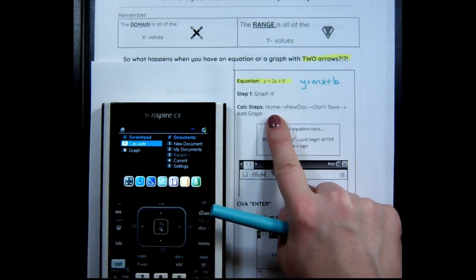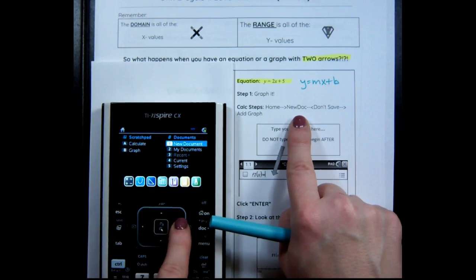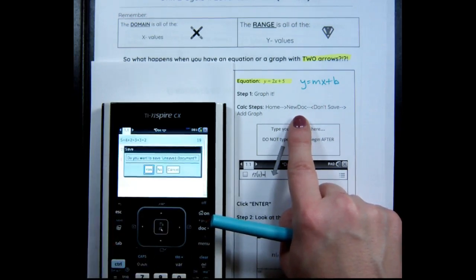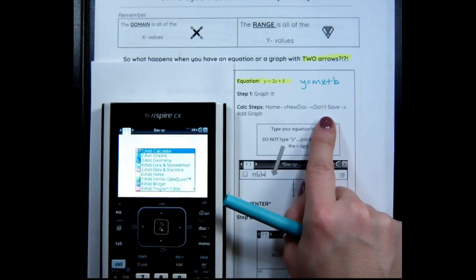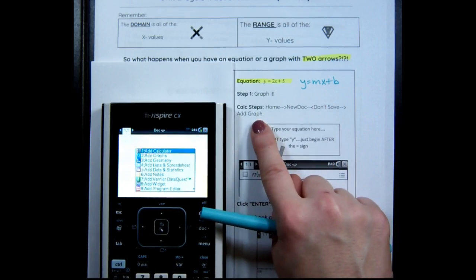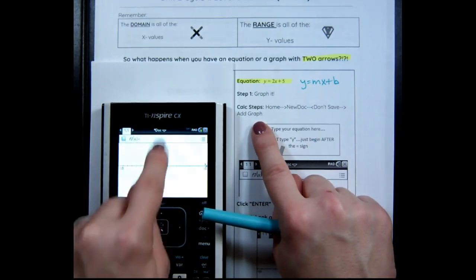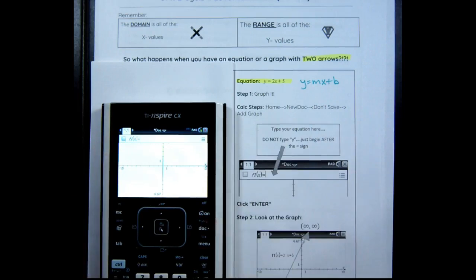So I'm on the home screen. New document. So remember, you can use your arrows here, or I could just click the number 1. I like to click the number 1. Don't save. No. And this time we're going to add a graph. So we're going to go down to number 2 and add a graph. So what I notice here is my cursor is right here. So you see it's blinking. That's where it wants me to type. So notice it says f1 of x, right?